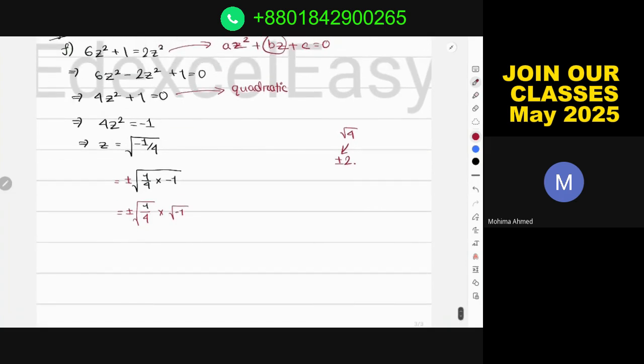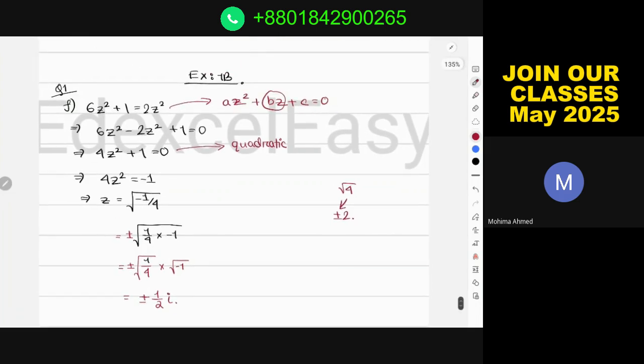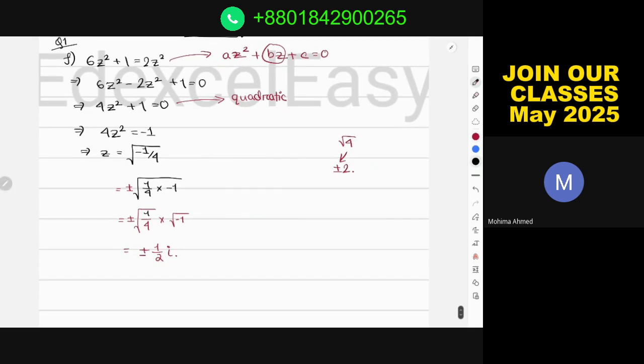Minus 1 root was what? Minus 1 root was i. And 1 by 4 root is actually half. So over here you get plus minus half i. Right, and that was exactly the form your question asked you to keep your answer in. They asked you to keep your answer in the form of plus minus bi. Over here, the value for b is actually half. Is this clear? Yes, teacher.